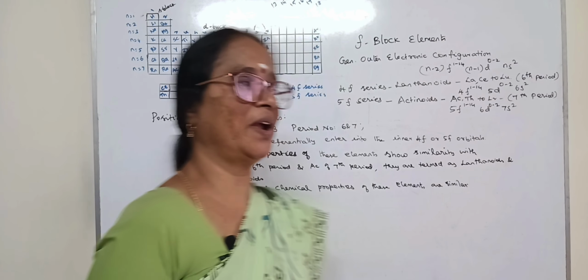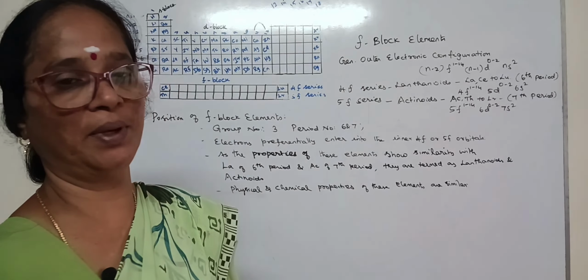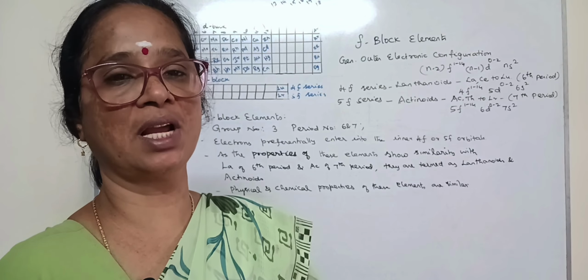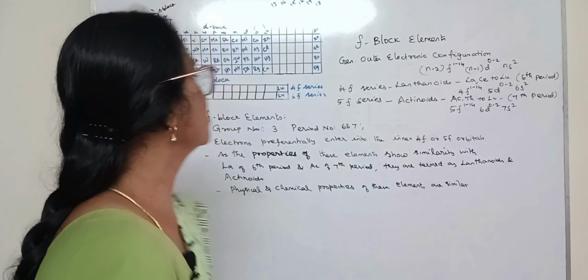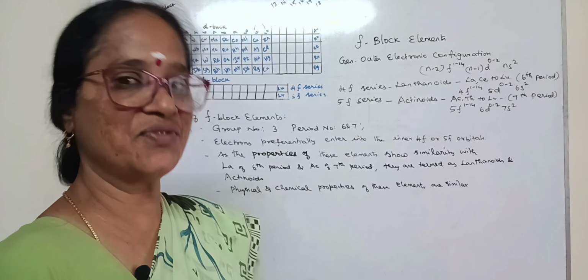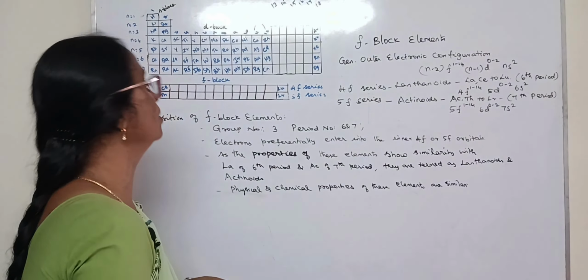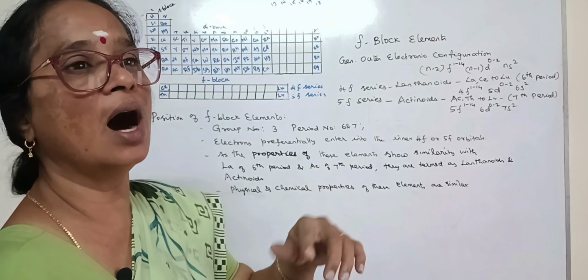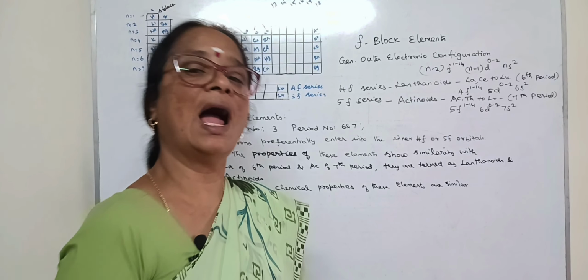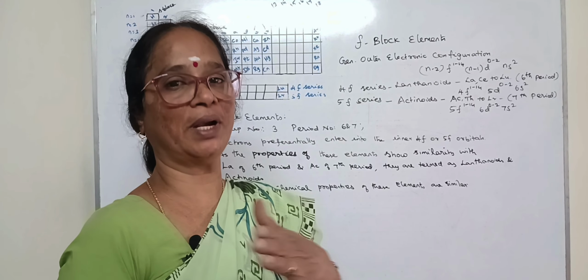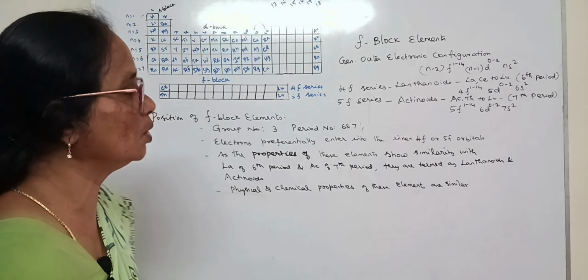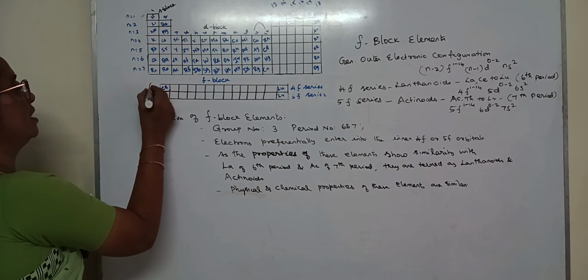Already we classified how these blocks are developed. Depending upon the last electron that enters into which subshell, that makes their block. So in F block, the valence electron, or we can say the differentiating electron, enters into either the 4f orbital or the 5f orbital. And 4f orbital and 5f orbital are anti-penultimate orbitals of the particular valence shell. And here the lanthanides and actinides belong to 6th period and 7th period.